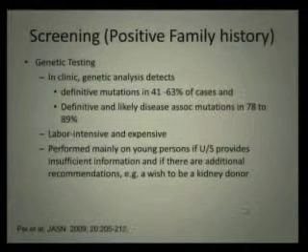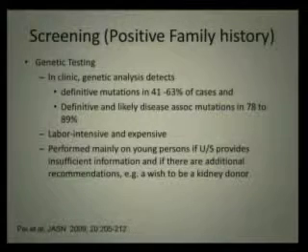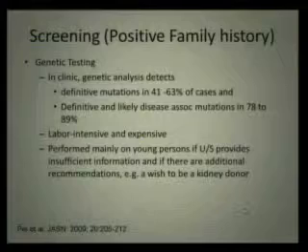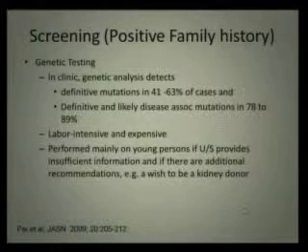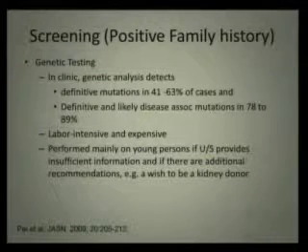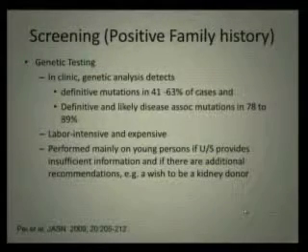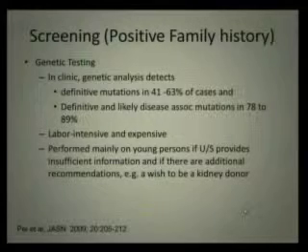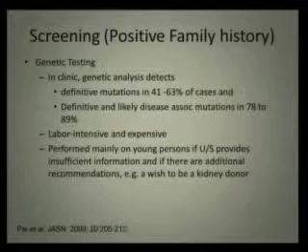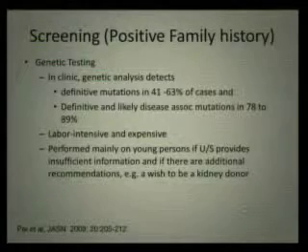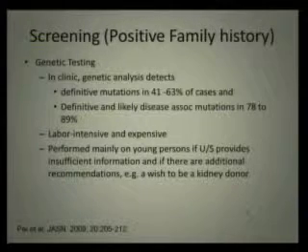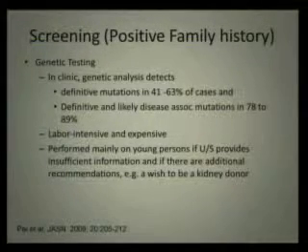Genetic testing is usually done in the clinic, and definitive mutations can be determined in 41 to 63% of the cases, and definitive and likely disease-associated mutations in 78 to 89%. It's labor-intensive and expensive, and usually it's performed on young persons. If it's indeterminate on ultrasound whether or not they have ADPKD and they want to be a kidney donor, then you may consider doing genetic testing to find out for sure.